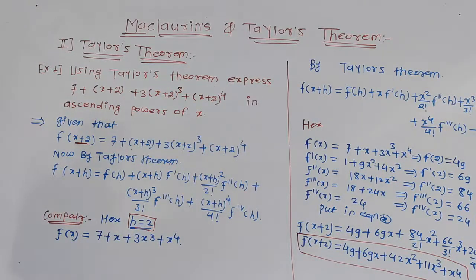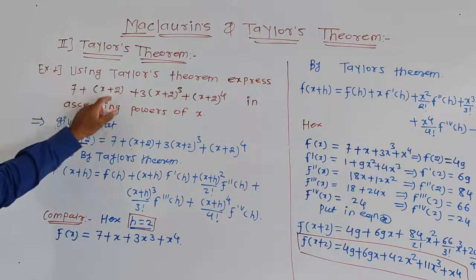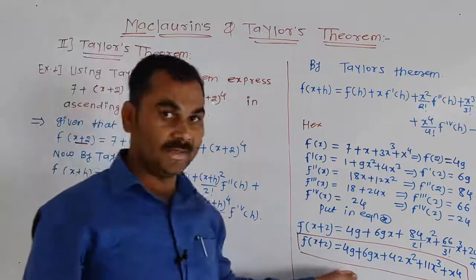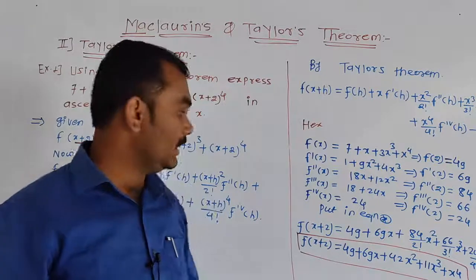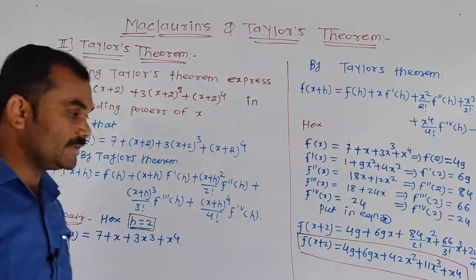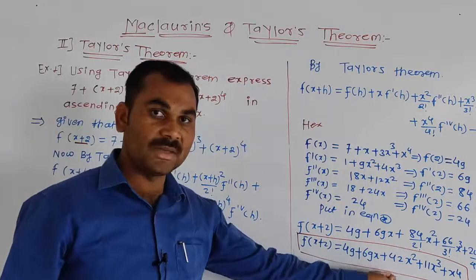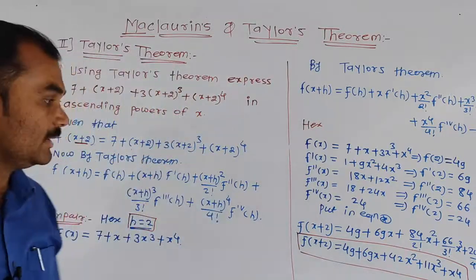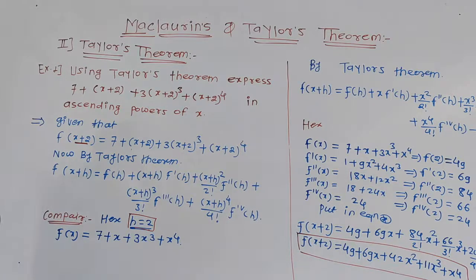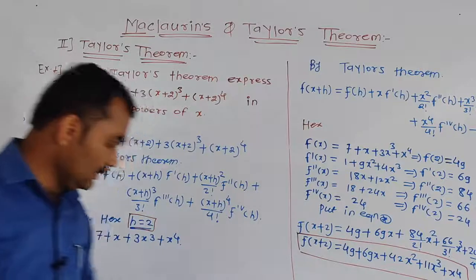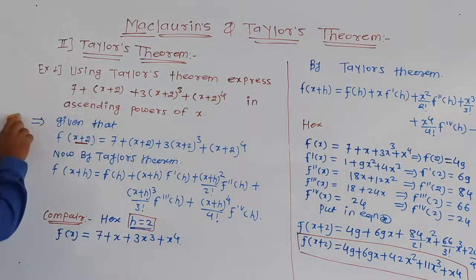This is your first question. Given is in the powers of x plus 2, and this can be written as here in powers of x. Now we will see the next example, opposite to this. Given is in the powers of x and we have to try it in some different way. This is your example first. Now second example.